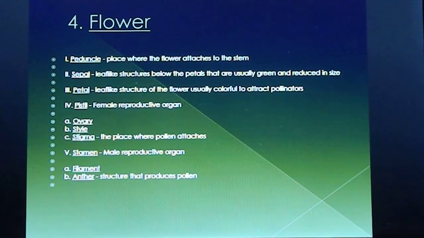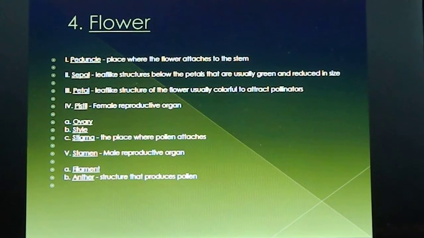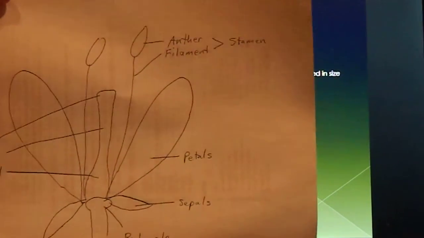The male structure is called the stamen, right? And it's composed of 2 different parts. It has a long thing called a filament, and at the end, the structure that actually makes the pollen is called the anther. So here's our picture again.